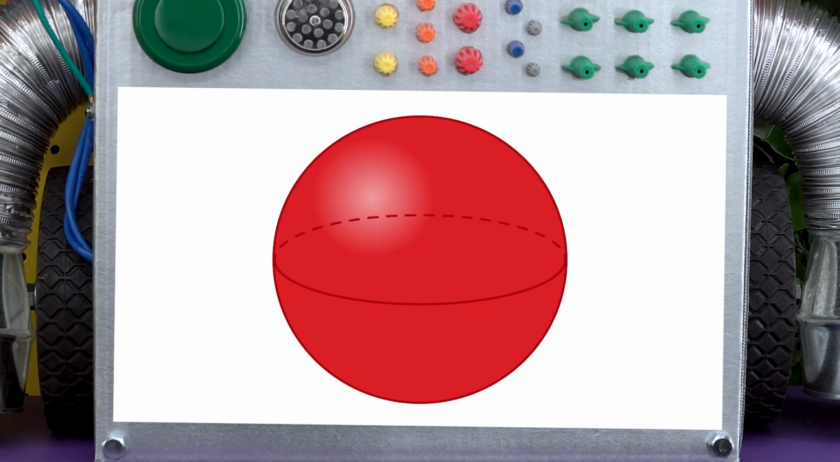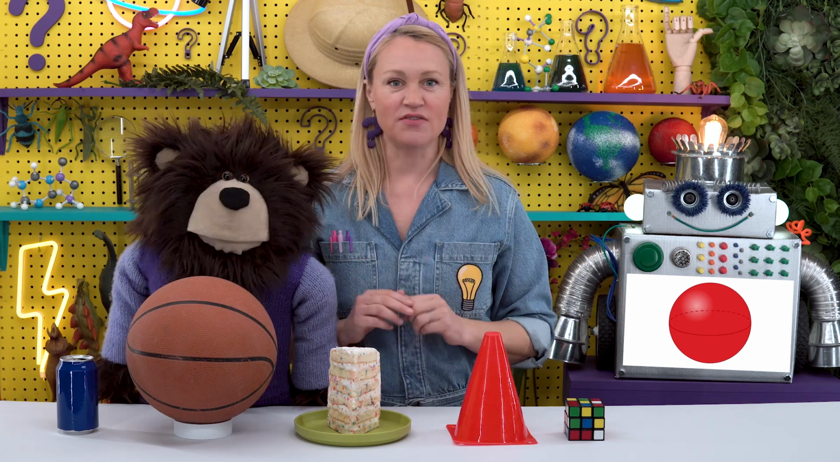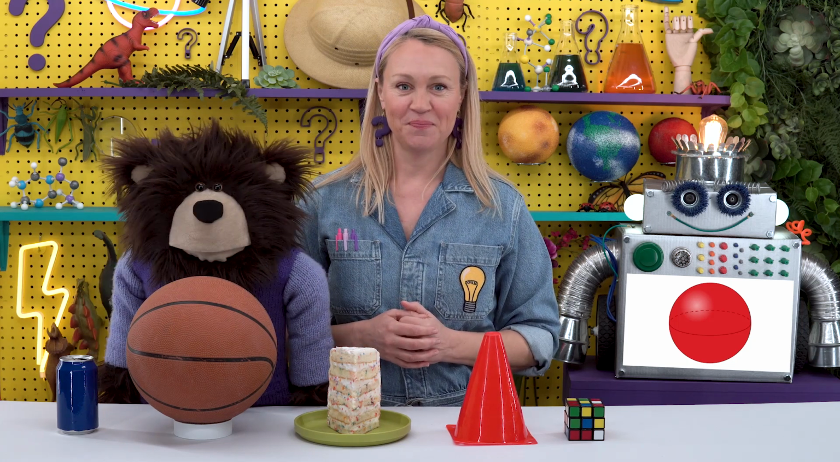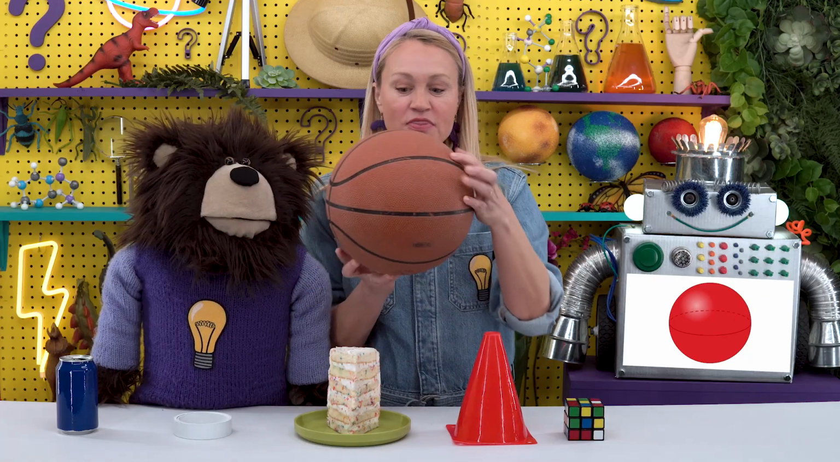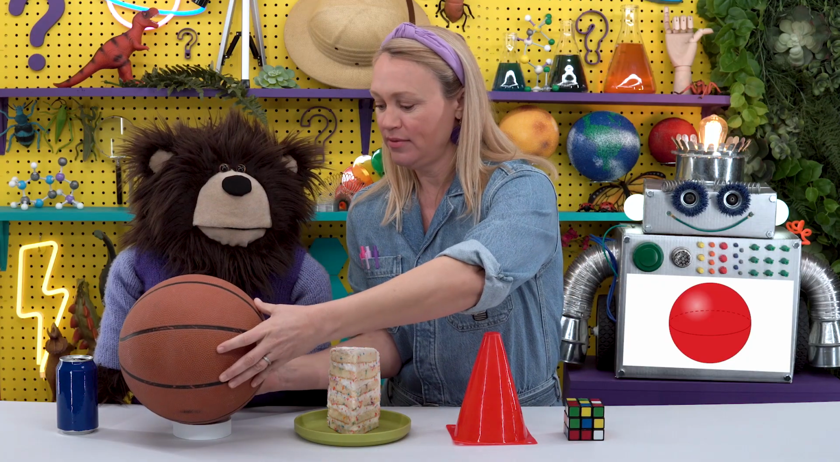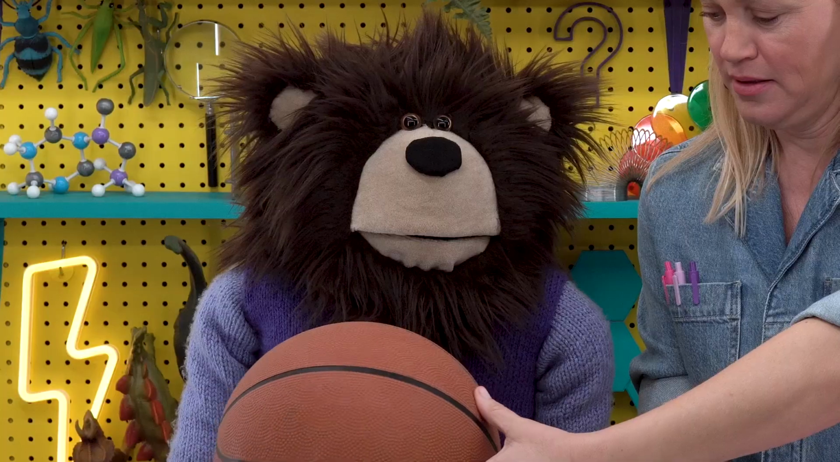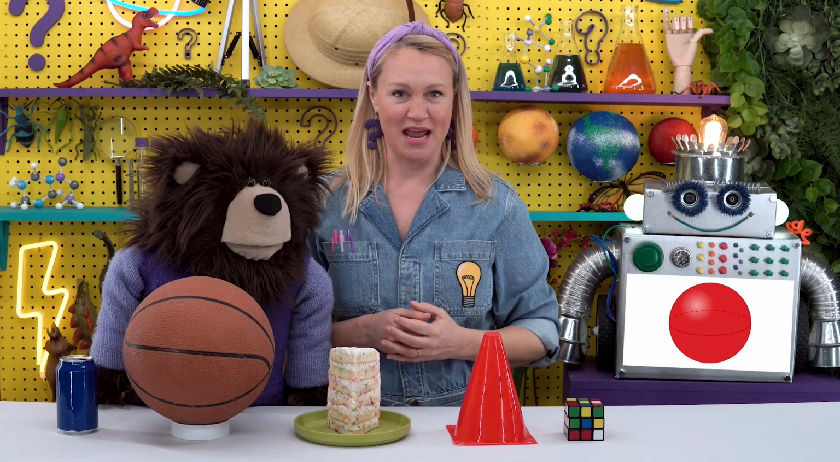Ah, it's the sphere again. Can you guess what object in front of us is in the shape of a sphere? The basketball. The basketball is in the shape of a sphere. Okay, put that back in front of you, Mayta. Okay. Bolty, give us another three-dimensional shape.